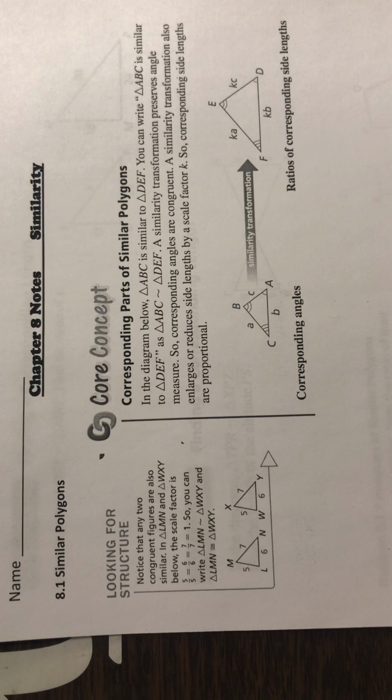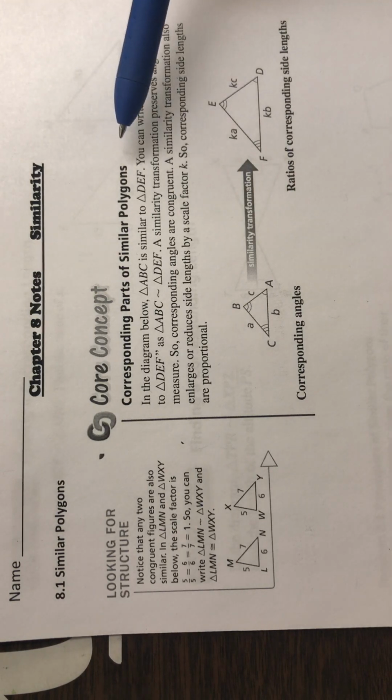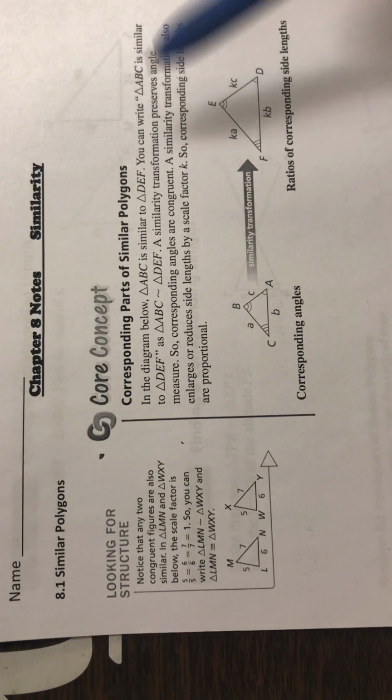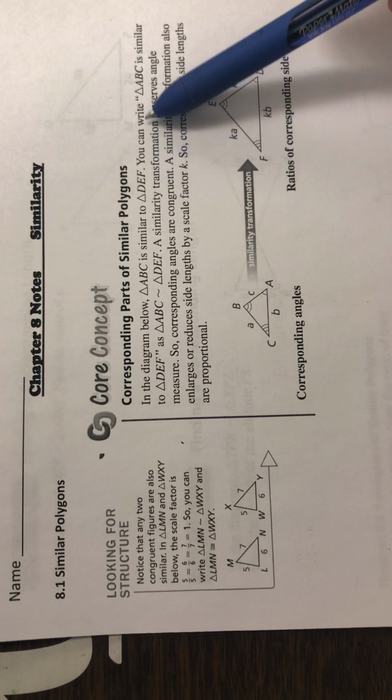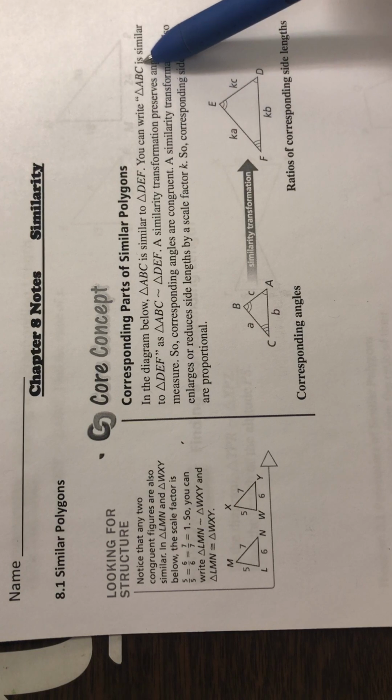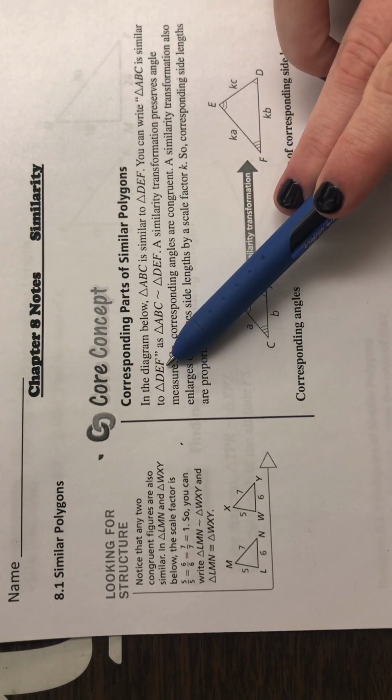Okay, so we are going to start chapter 8. This chapter is about similarity, and 8.1 is specifically covering similar polygons. Our first core concept here is corresponding parts of similar polygons. It says, in the diagram below, triangle ABC is similar to triangle DEF. As I would say this, I would say triangle ABC is similar to triangle DEF.